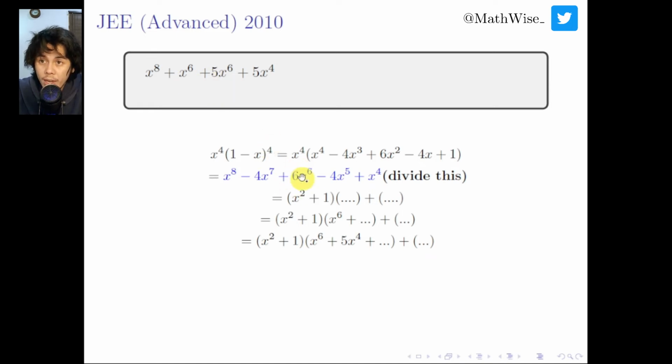We have achieved that, and now x to the power of 4 only has 1 as the coefficient. But we have 5 here. So we need to subtract this with 4 times x to the power of 4.